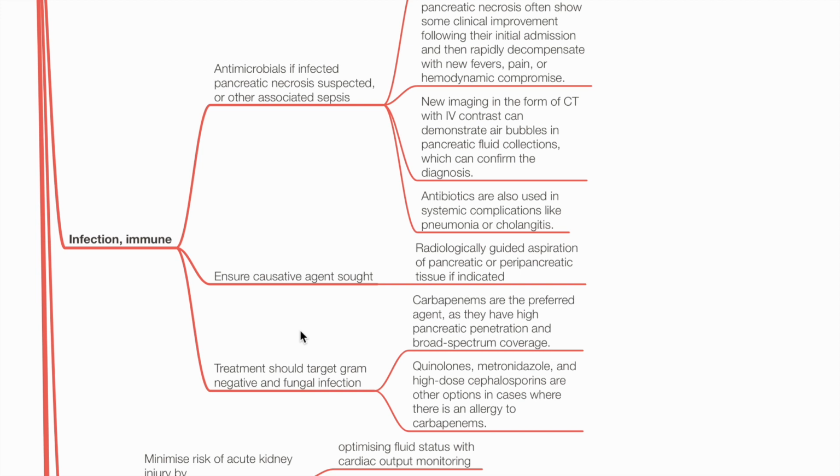Ensure the causative agent is sought, such as by radiologically guided aspiration of pancreatic or peripancreatic tissue. Treatment should target gram-negative and fungal infection. Carbapenems are the preferred agent as they have high pancreatic penetration and broad-spectrum coverage. Quinolones, metronidazole, and high-dose cephalosporins are alternatives in carbapenem allergy.